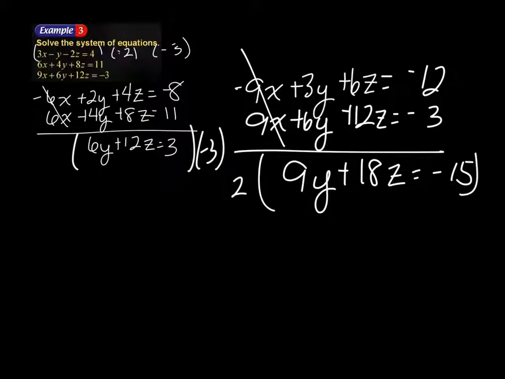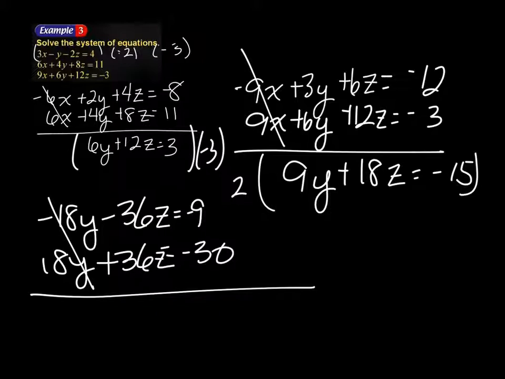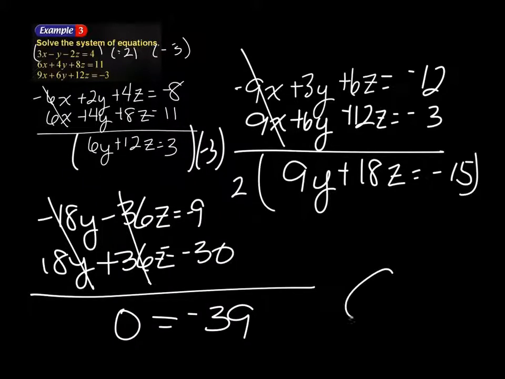Let's get the y to drop out next and solve for z first for a change. Sure, why not? So we'll take the first one times negative 3. And the second equation times 2. And add straight down. Uh-oh. My y's and z's both dropped out. I get 0 equals negative 39, which I'm pretty sure it does not. So that's the opposite of infinitely many. That's our no solution scenario.